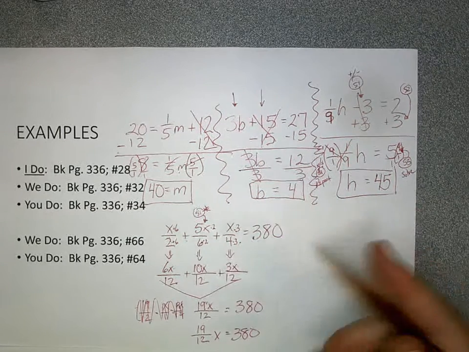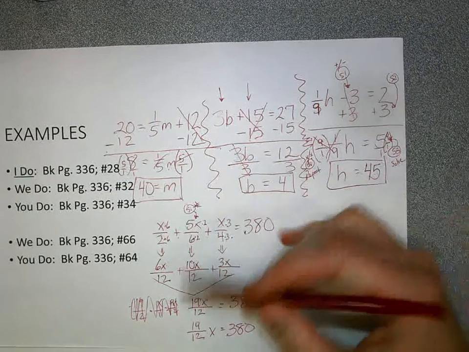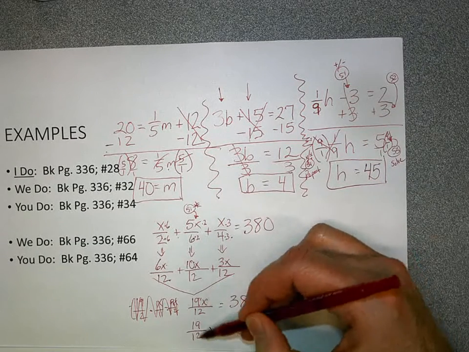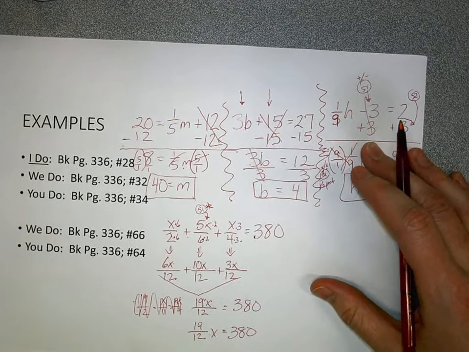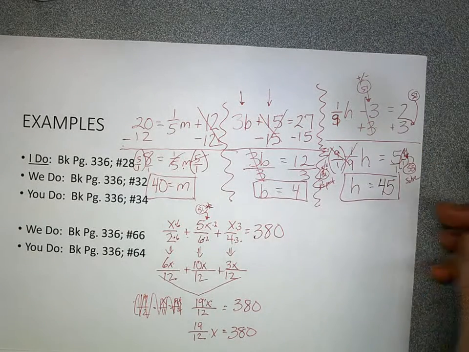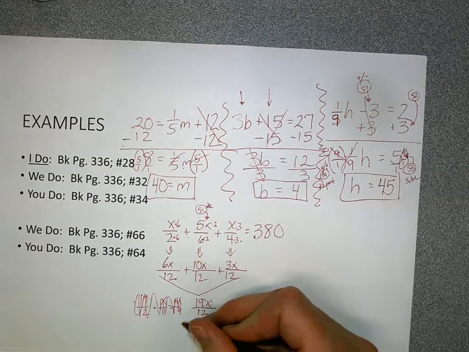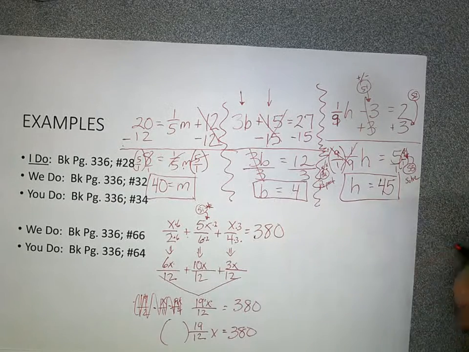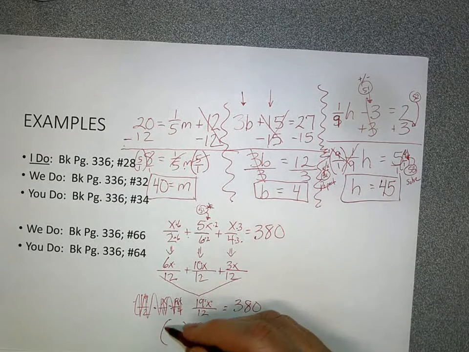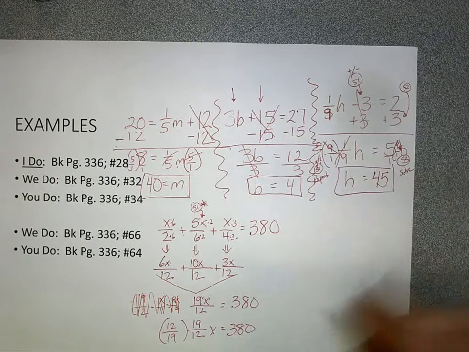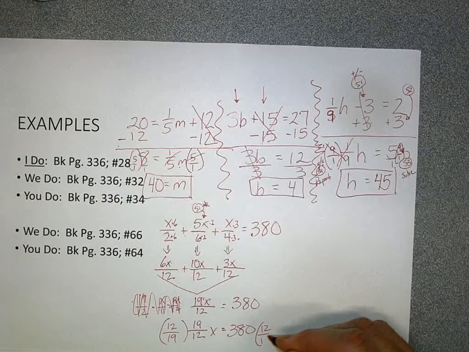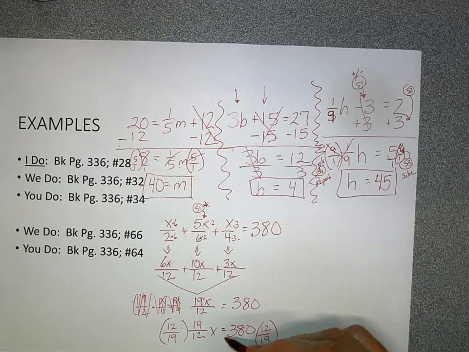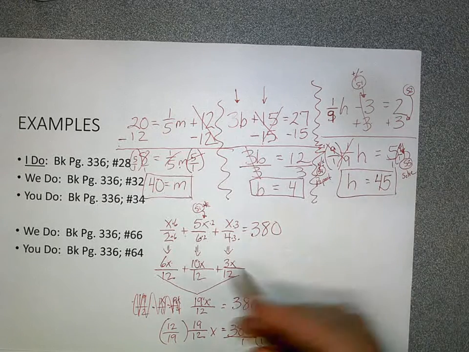So if I have x in my numerator spot, I could bring it out and use 19/12 as my coefficient. So at this point, now it's just a one-step equation with a fraction coefficient. I'm going to go ahead and do what we've been doing. I'm going to multiply by the reciprocal here, 12/19. Okay, so these cancel out.